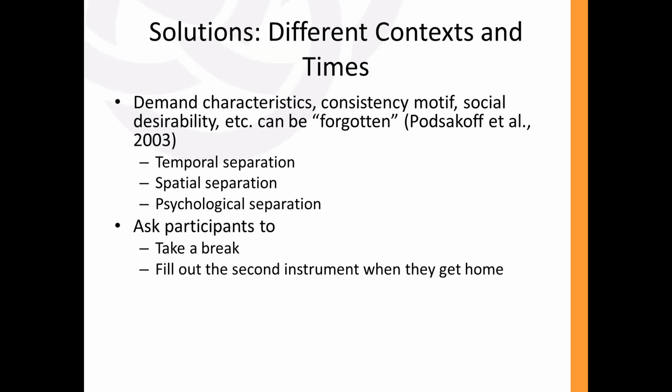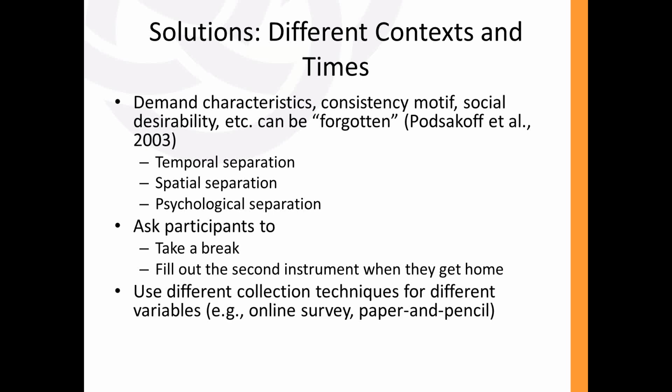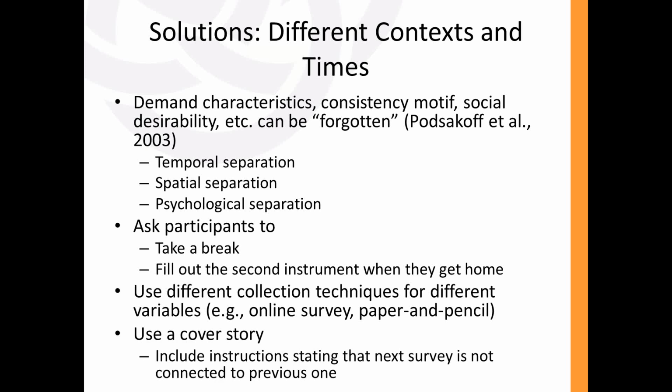The idea of taking a break, you can include this in your instructions. There are lots of these different kinds of ideas that you can implement to help people forget their biases. There is also another technique of using different collection techniques for different variables, where you can literally give an online survey of one variable, but a paper and pencil version of another. Obviously, this is going to depend on your resources, so that's why I'm using a lot of different options here, because it's not always possible to do things. The real world gets in the way sometimes, right?